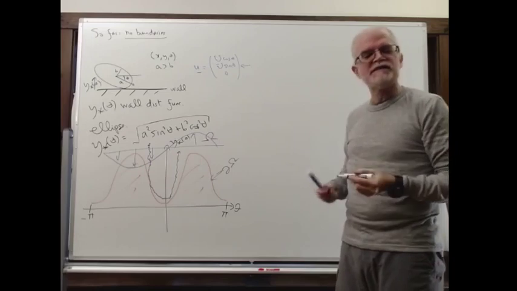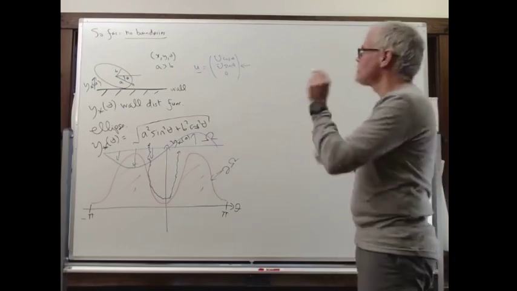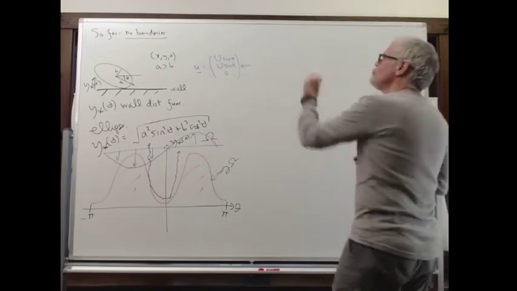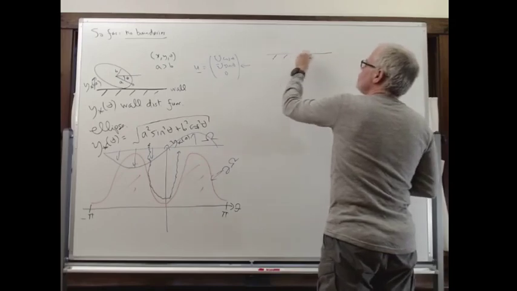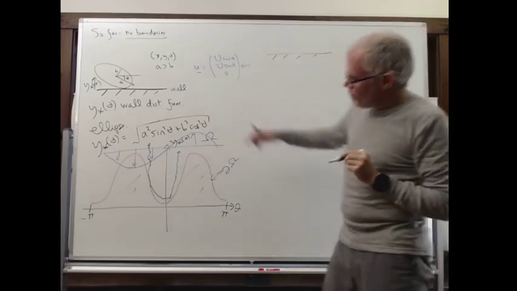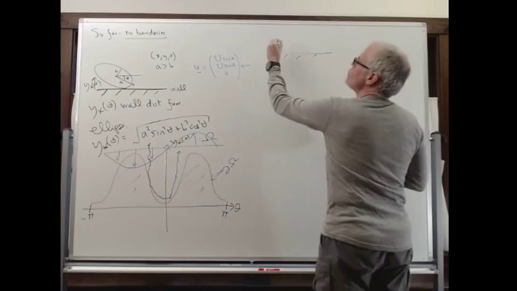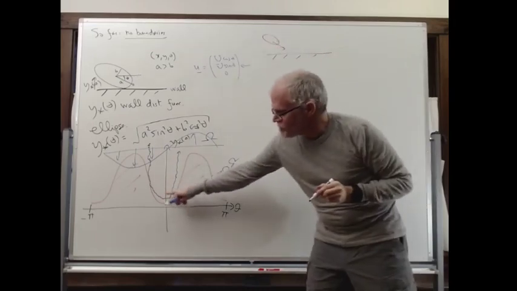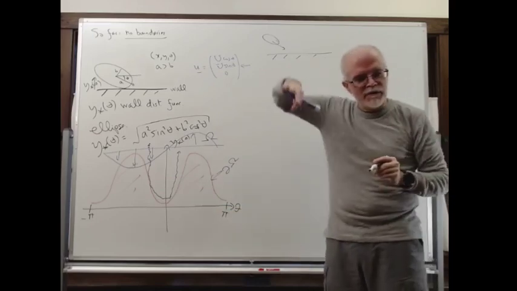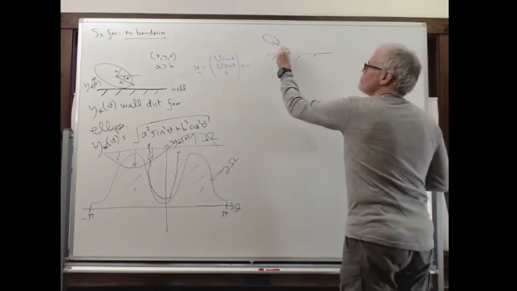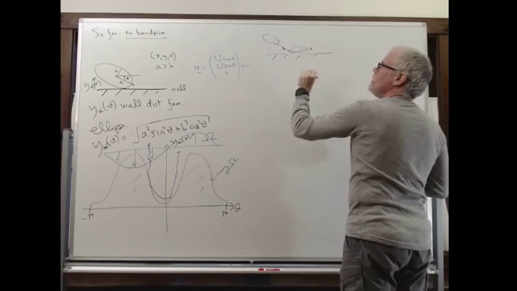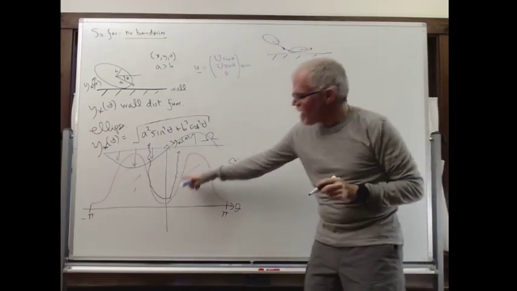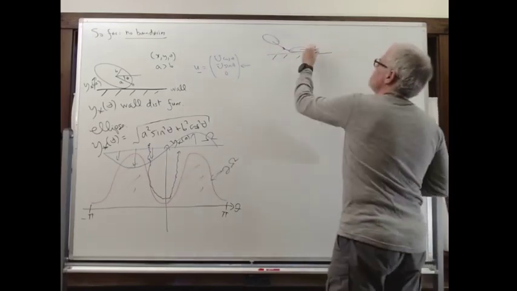This is what I would call a scattering event. Let me draw the true physical picture of what's happening. When the swimmer is going this way, it's approaching the wall. And then when it crosses theta equals 0 here, that's when it becomes horizontal with respect to the wall. So it curves. And then finally, it manages to exit the wall region, and it leaves.